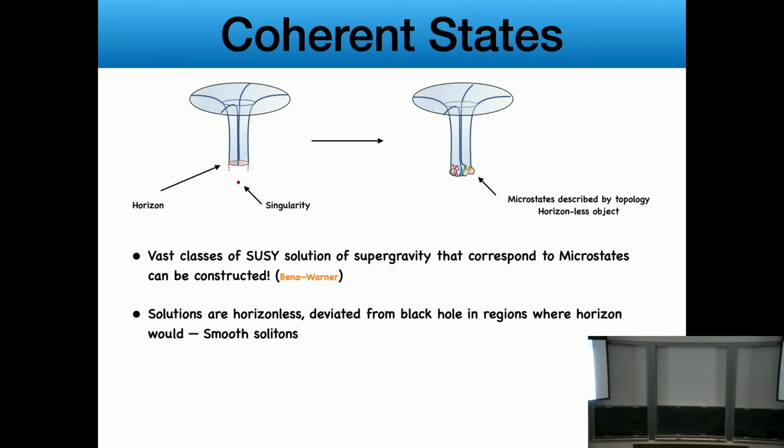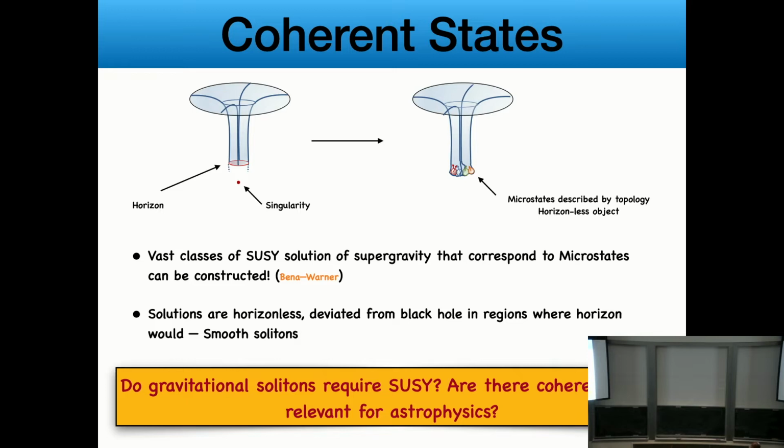These are going to be solutions that have no horizons. They deviate from the black hole in regions where the horizon would be, so they would be completely smooth, okay? And for 20 years or so, there has been a program by Bena and Warner where they find these things in various supersymmetric theories of gravity. Now, the key question you have to ask is, does the existence of these coherent states just require supersymmetry? Or is this just a feature of using supersymmetry, why I'm able to construct these things? And if that is the case, then these things cannot ever be relevant for the real world because we don't have explicitly the supersymmetry. So you might ask then, can I construct these coherent configurations in non-supersymmetric theories? Can I make solitons that are not supersymmetric?